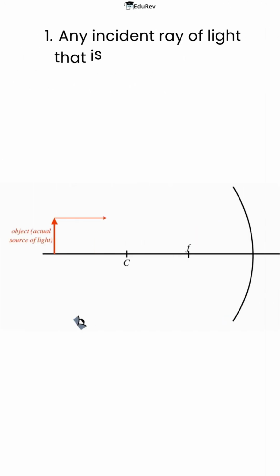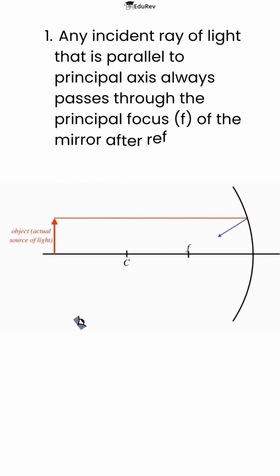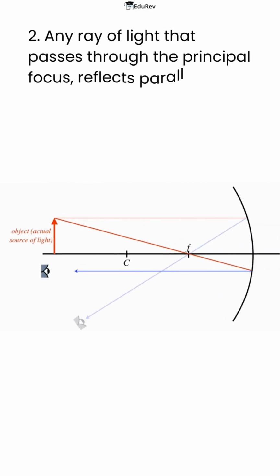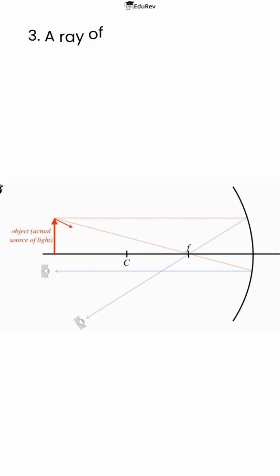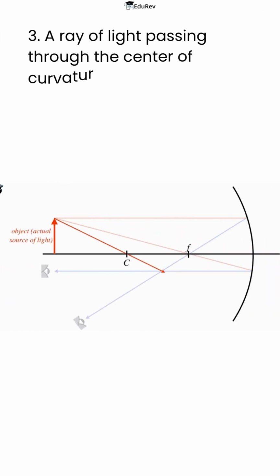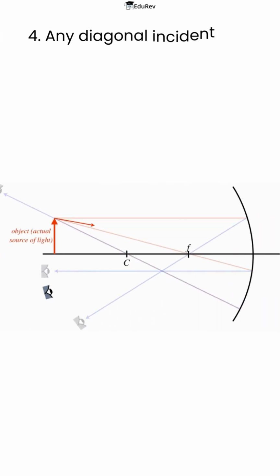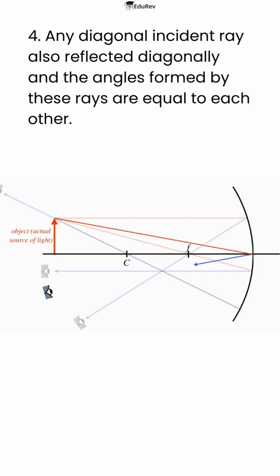Any incident ray of light that is parallel to the principal axis always passes through the principal focus of the mirror after reflection. Any ray of light that passes through the principal focus reflects parallel to the principal axis. A ray of light passing through the center of curvature of any mirror is reflected back along the same path. Any diagonal incident ray also reflects diagonally, and the angles formed by these rays are equal to each other.